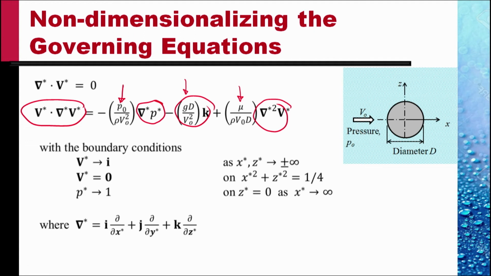And similarly, we make the changes in the boundary conditions, and the boundary conditions simplify to these very simple things. V star tends to i, 1 unit in the x direction, as x star and z star tend to plus minus infinity. V star is equal to 0 on the boundary, non-dimensionalized as x star square plus z star square is equal to 1 by 4, and the pressure tends to 1 far upstream or downstream.